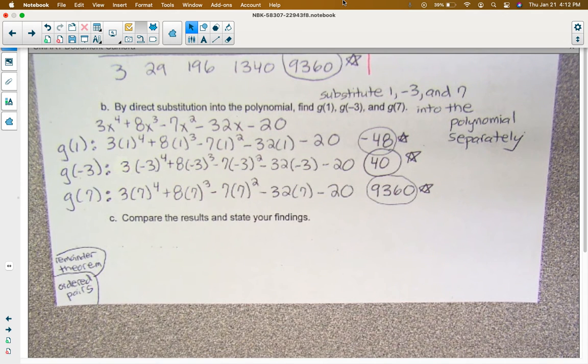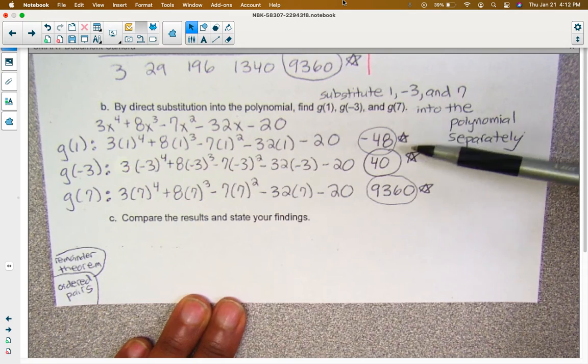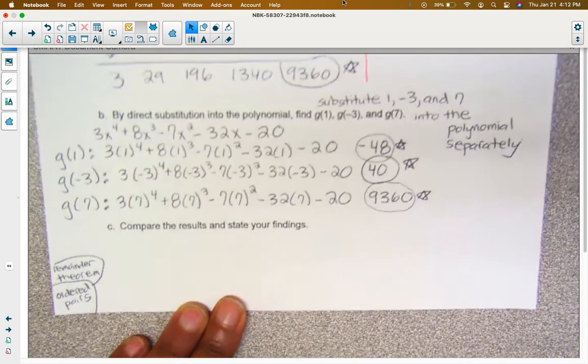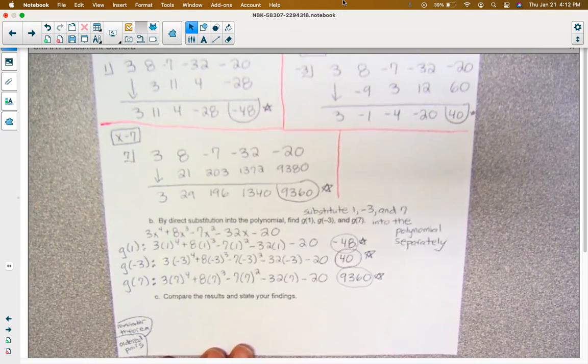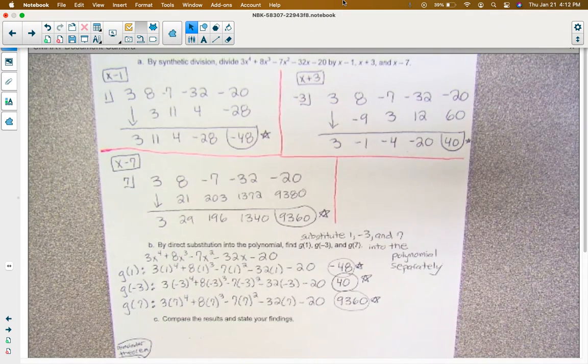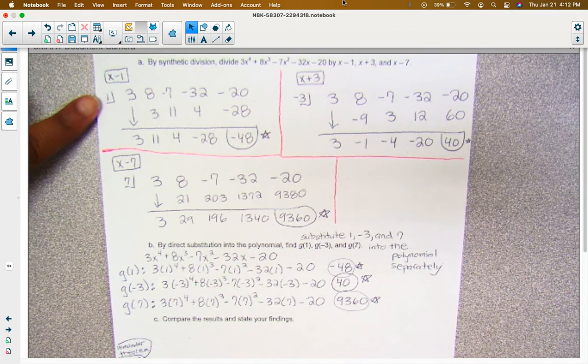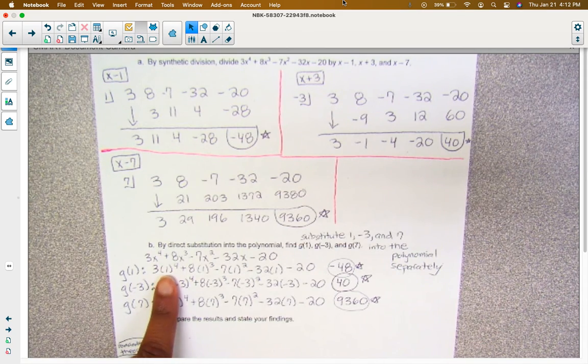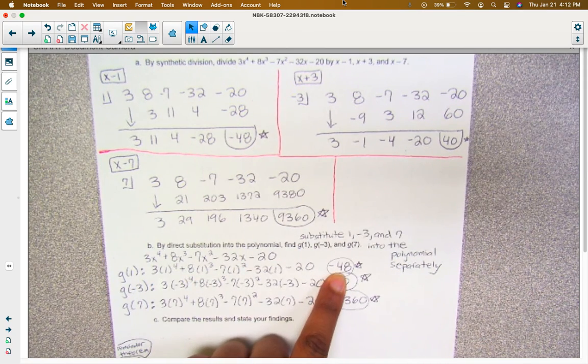Now, part C says, compare the results and state your findings. Well, hopefully you remember these numbers, negative 48, 40, 9,360. So let me zoom out. Let's look at these numbers here. When I did synthetic division with x minus 1, 1 goes in the box, I got negative 48. I plugged in 1 down here, we got negative 48.